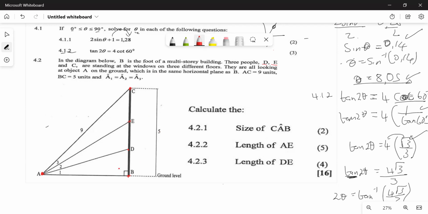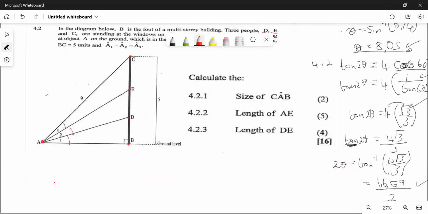Angles A1, A2, and A3 are all equal. So we have this one equaling this one equaling this one. What then do you propose we do after it? Question 4.2.1 says calculate the size of CAB.